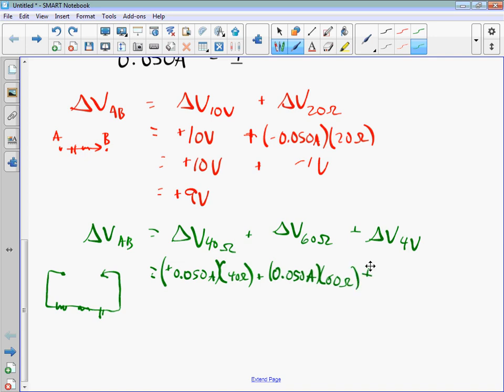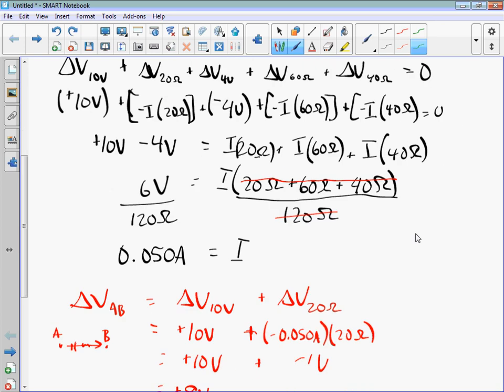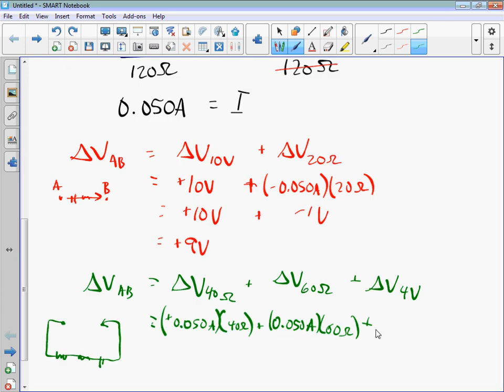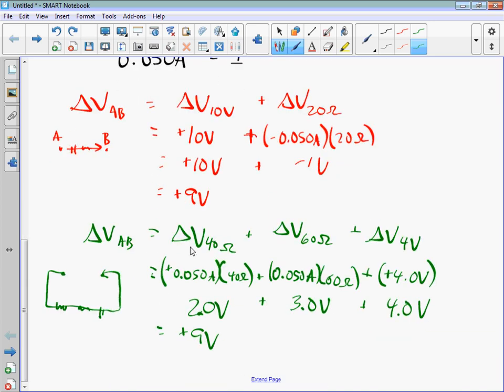Plus, now that we're talking about going in this pattern, if we were going in that direction, our 4-volt battery really wouldn't be backwards. So we're going to give that as positive value as well. Add these together, or multiply these together. This comes to be 2 volts plus 3 volts plus 4 volts. Gives you an answer of 9 volts. It's positive 9 volts. Either way you go, from A to B, whether we go clockwise or counterclockwise.